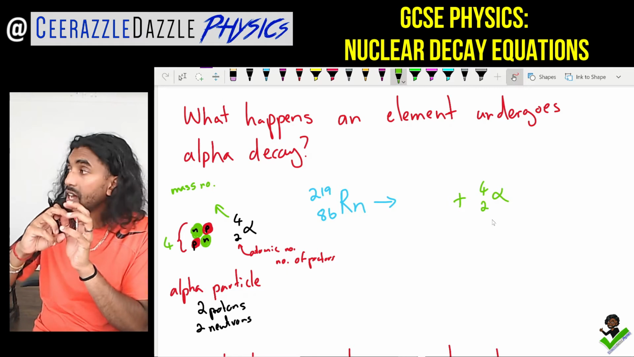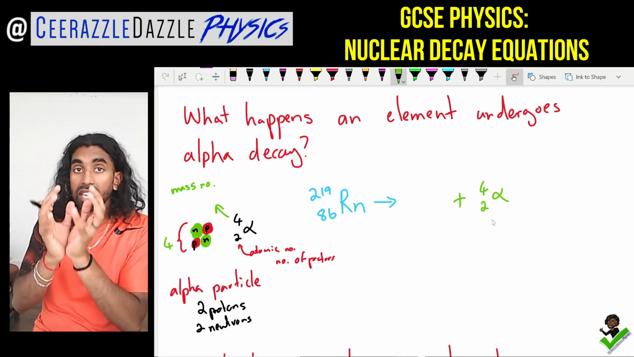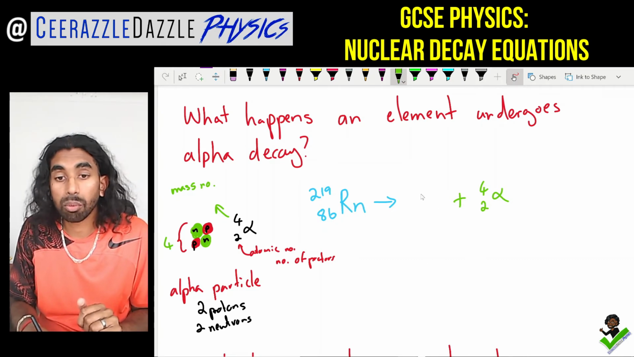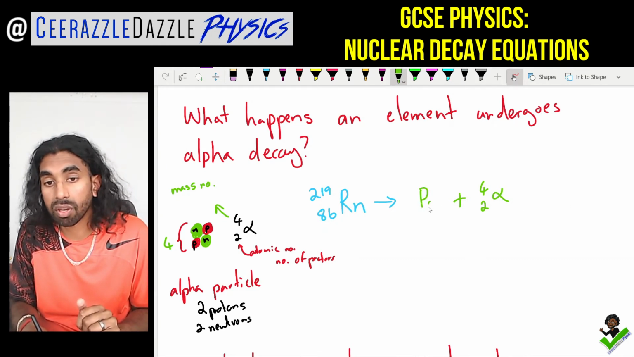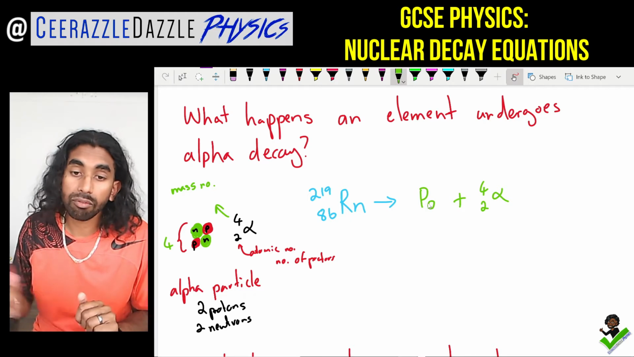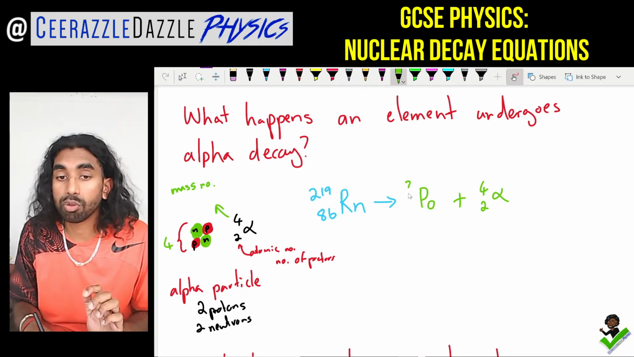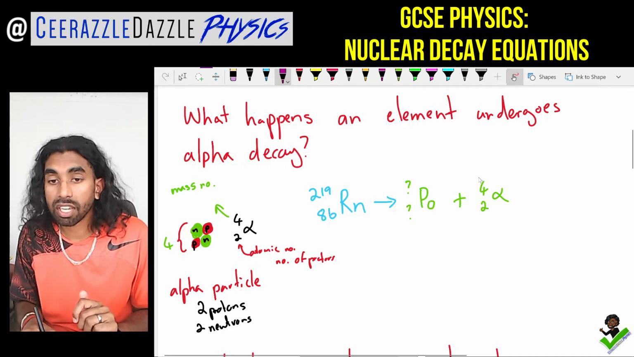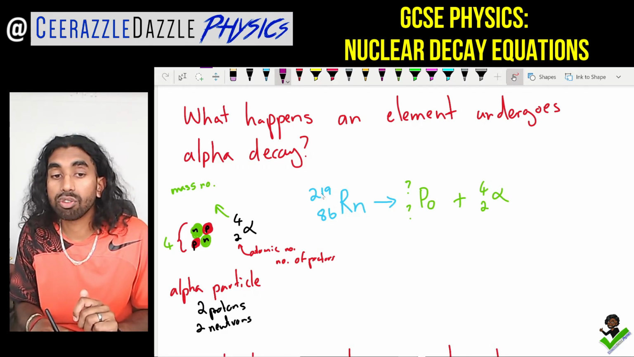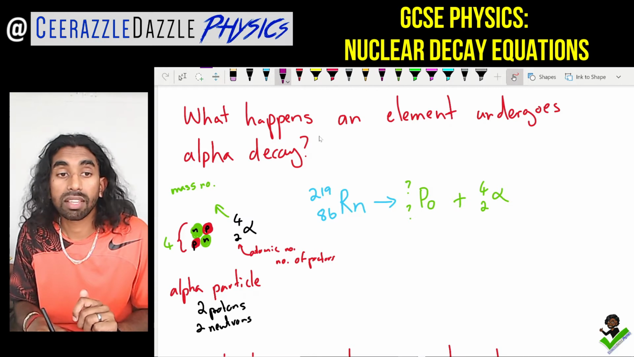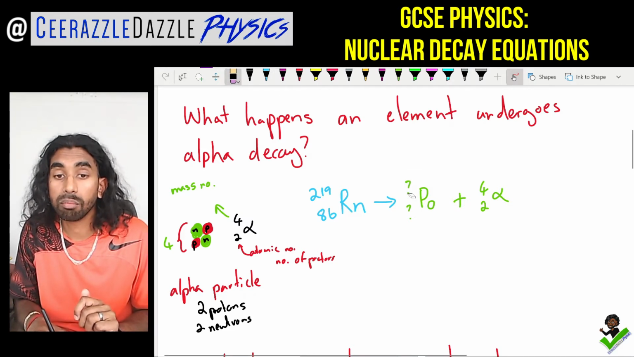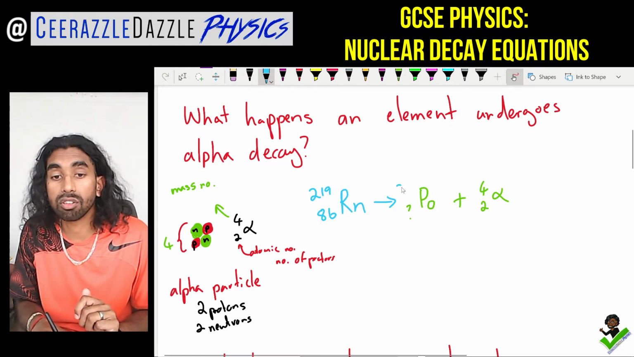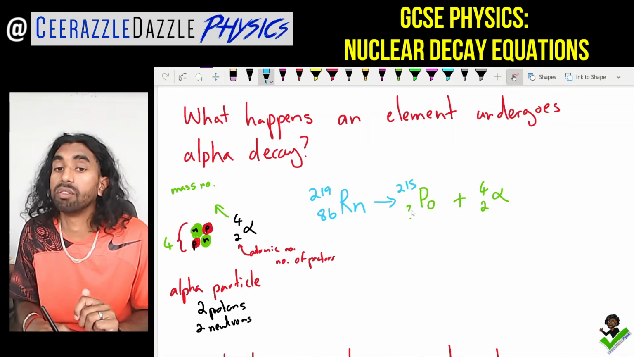Right, so obviously the alpha has flung off now. So what you're going to be left with is everything except the alpha. So this element here, it would actually be palladium over here. There we go. And obviously from here, what will the two numbers be? Well, if the alpha is going to take 4 with it, and we had 219 at the start going in, then obviously this number over here must be 219 subtracting the 4, which makes it 215 over there.